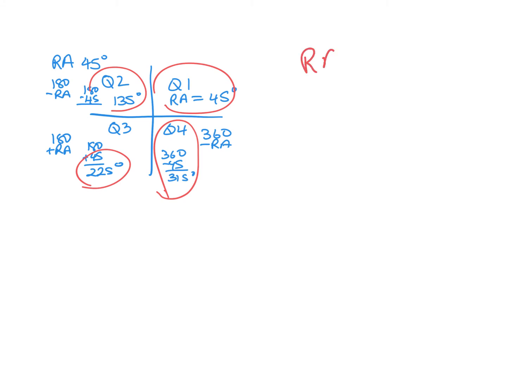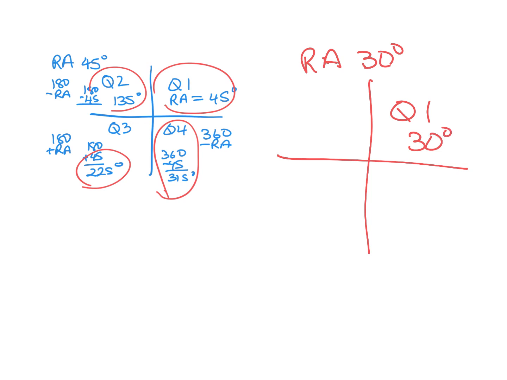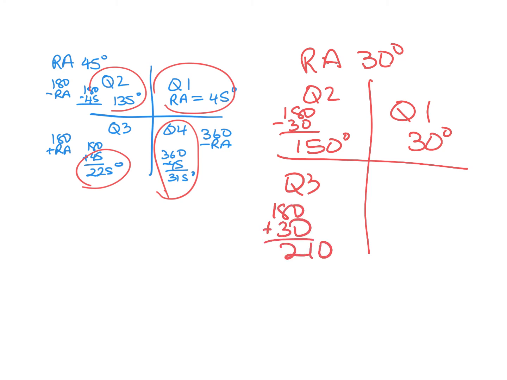So for a reference angle of 30 degrees, I'm going to do exactly the same calculations. Quadrant 1, it's just the reference angle, 30. Quadrant 2, remember it's 180 minus the reference, so it would be a 150 degree angle. Quadrant 3, 180 plus the reference angle, so it'll be a 210 degree angle. Quadrant 4, 360 minus the reference angle, so it'll be a 330 degree angle.